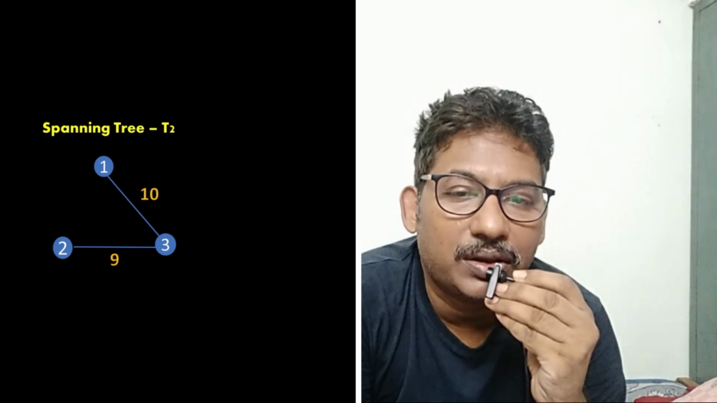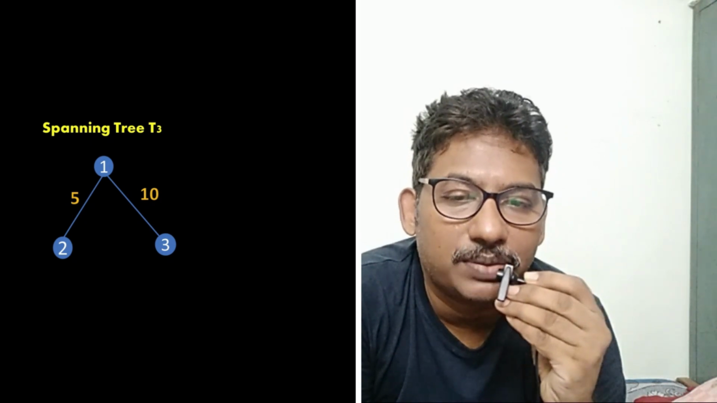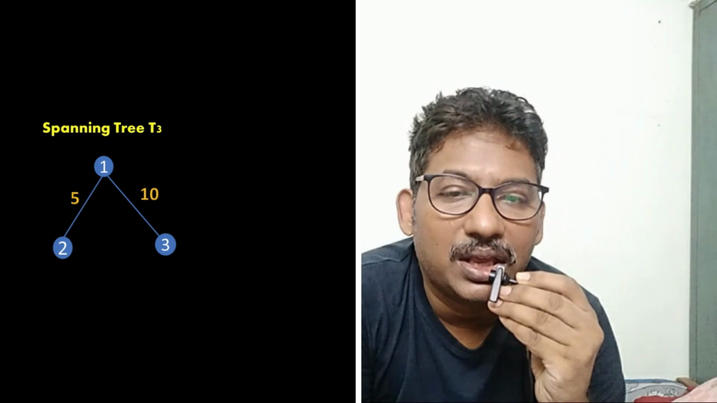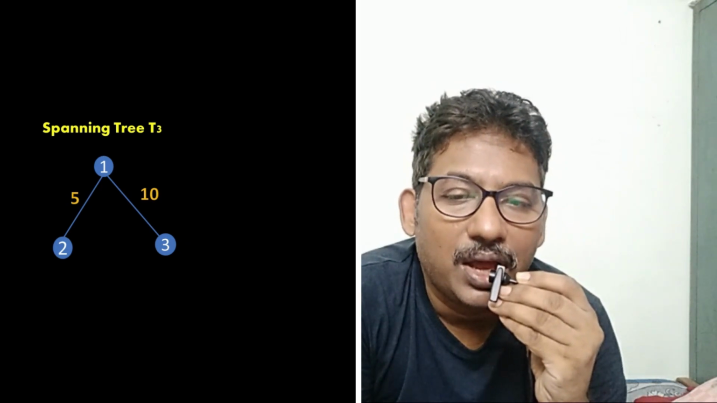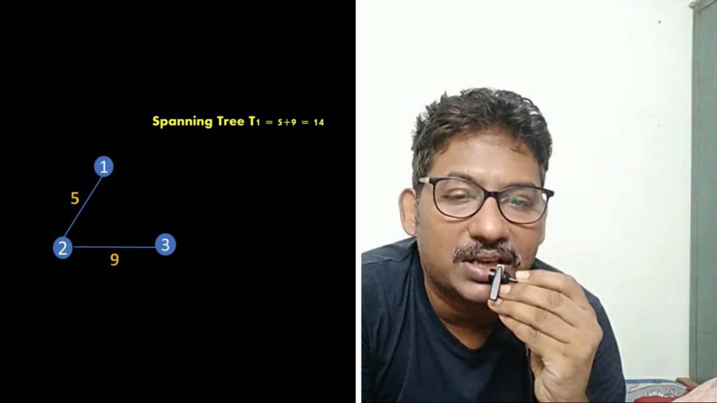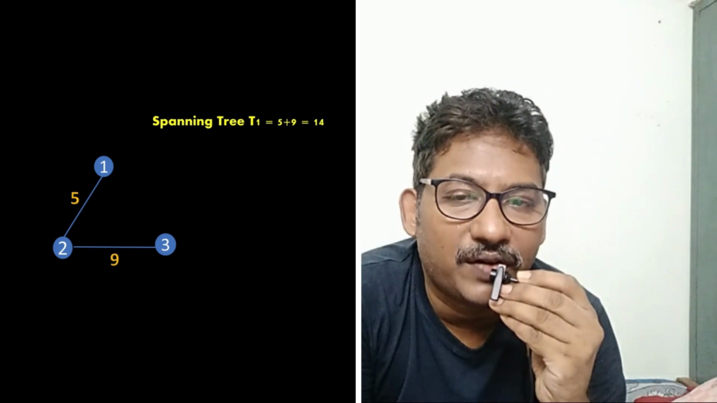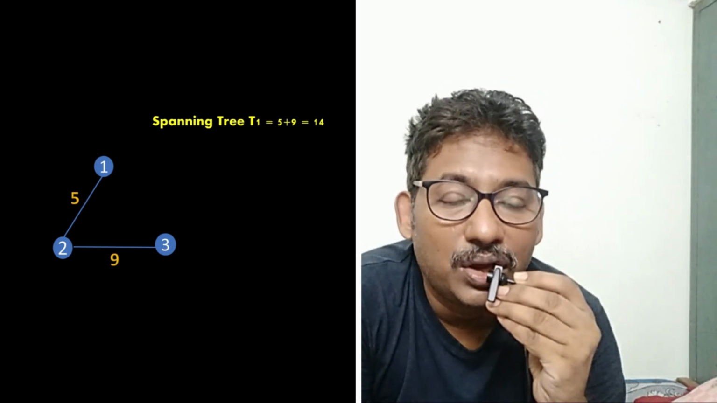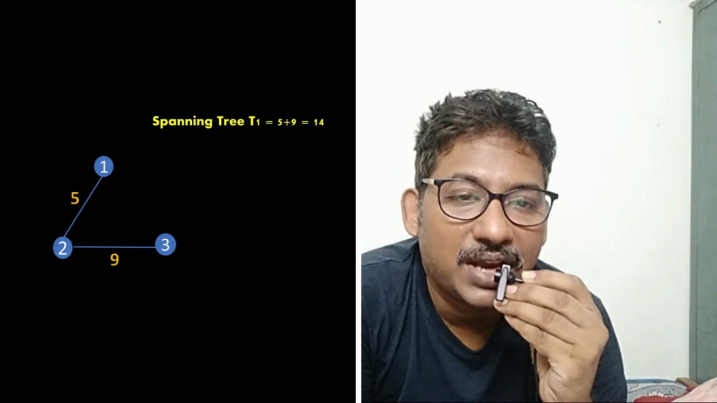Next we go to T2. This is the graph with 1 to 3 and 3 to 2. The value of 2 to 3 is 9, 3 to 1 is 10, so the cost of this spanning tree is 19. Then T3, we are calculating 1 to 2 and 1 to 3, 5 and 10. The cost of the spanning tree is 5 plus 10, that is 15. The T3 is 15, and T1 is 5 plus 9, 14.